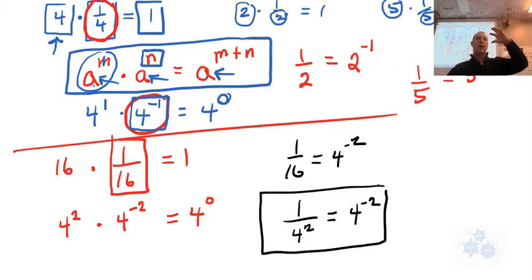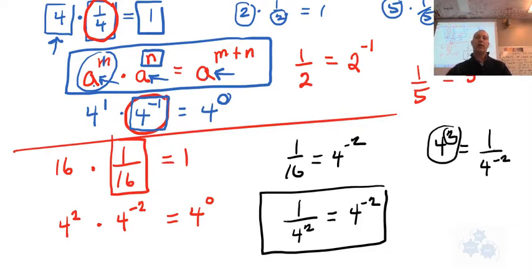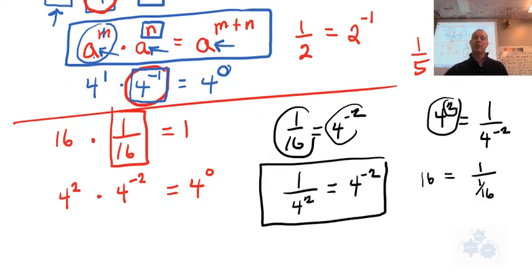Okay? Or if you have a positive, so watch this. 4 squared equals 1 over 4 to the negative 2. So when you have an exponent in a power and you automatically flip it down to the denominator in the bottom, you change the positive and negative nature of the exponent. So let's just give this one a real quick test. 16 equals 1 over, what did we say this was? 1 over 16. Because look at what 4 to the negative 2 is. It's 1 over 16.